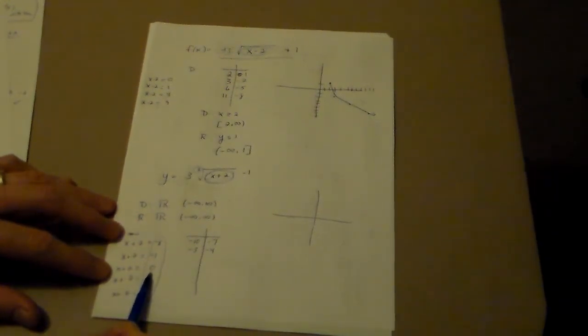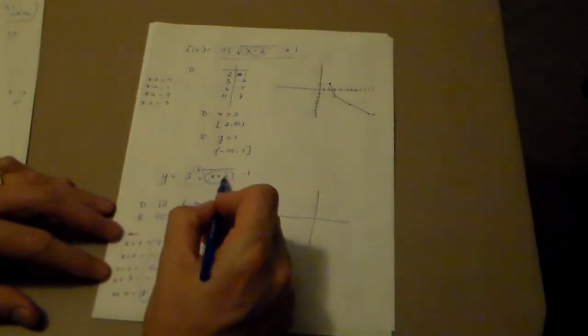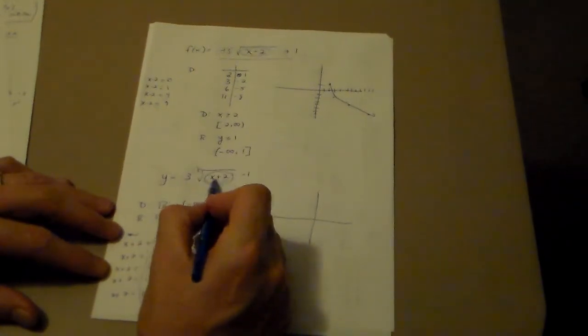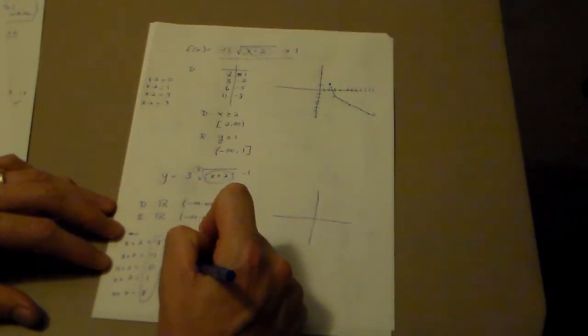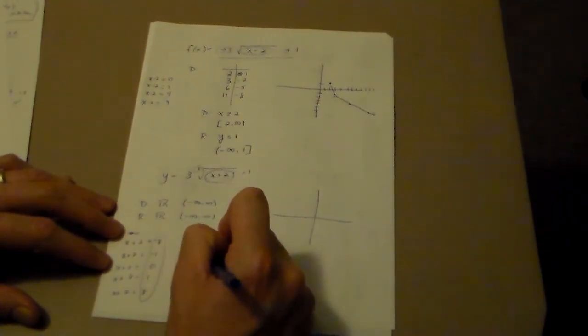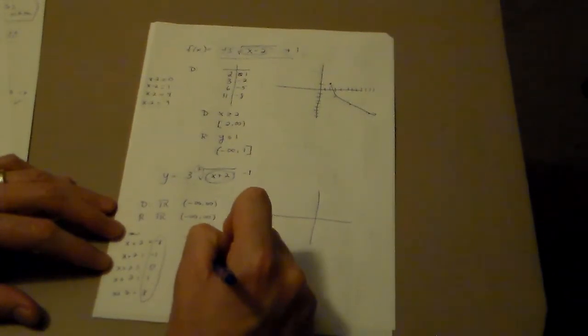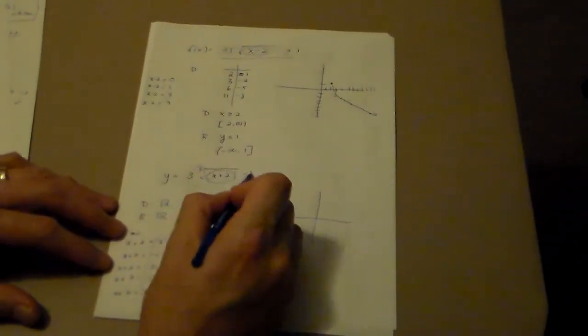Okay, the next one. Minus 2, minus 2. So x is negative 2. Negative 2 plus 2 is 0. 3 times 0 is 0. So what did I say that was? Negative 1, right? Because this whole thing's 0, then you go minus 1.